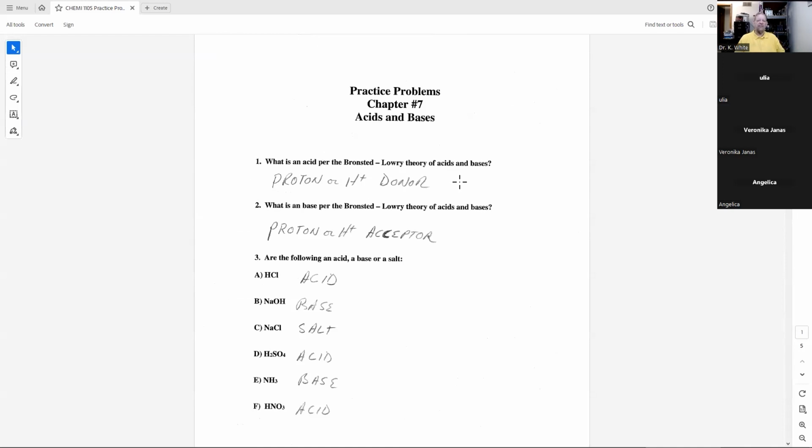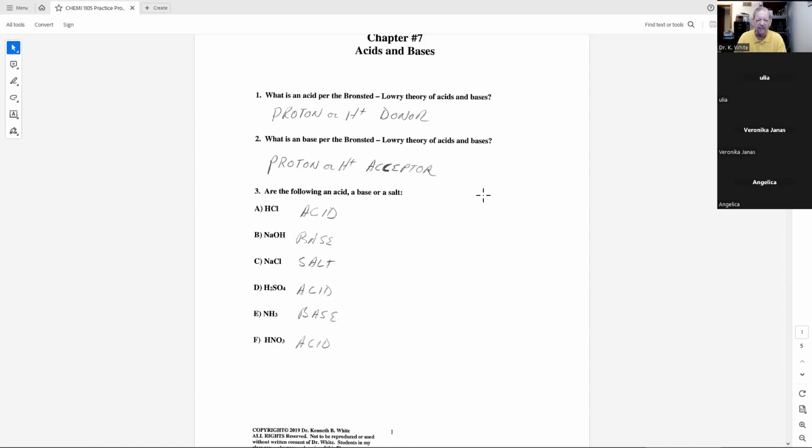All right, let's look at practice problem, chapter 7, acids and bases. Remember, this is in the folder in Blackboard, cleverly labeled practice problem answers. And you should know, what is an acid per Bronsted-Lowry theory of acids and bases? It's a proton, or you can write out proton as H plus donor. An acid is a proton donor. What is a base per Bronsted-Lowry theories of acids and bases? And that's a proton acceptor.